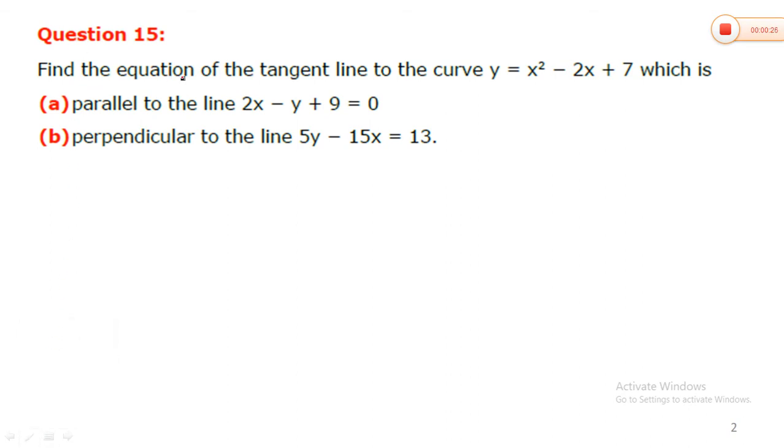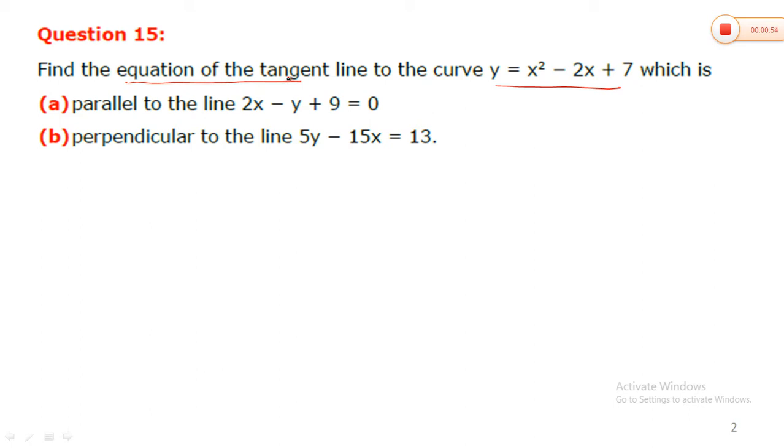Find the equation of the tangent to the curve y equal to x square minus 2x plus 7, which is parallel to the line 2x minus y plus 9 equal to 0, and the second part is perpendicular to the line 5y minus 15x equal to 13. So here you are asked to find the equation of tangent.